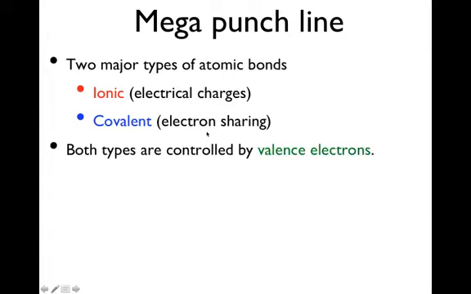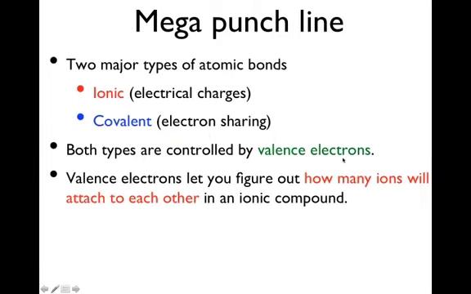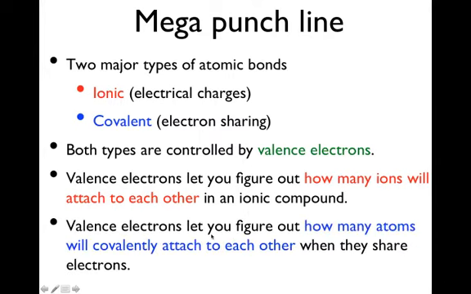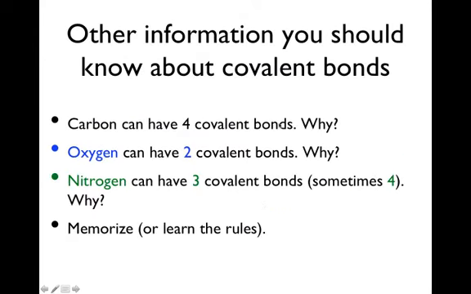So these are the two major types of bonds. Both of these types of bonds are controlled by valence electrons. And because of that, valence electrons basically let you figure out how many ions will attach to each other in an ionic compound, and they also let you figure out how many atoms will covalently attach to each other when they share electrons. So the rules for valence electrons are allowing us to figure out how ions attach to each other and how atoms share electrons with each other. That's the major punchline that I want to emphasize.